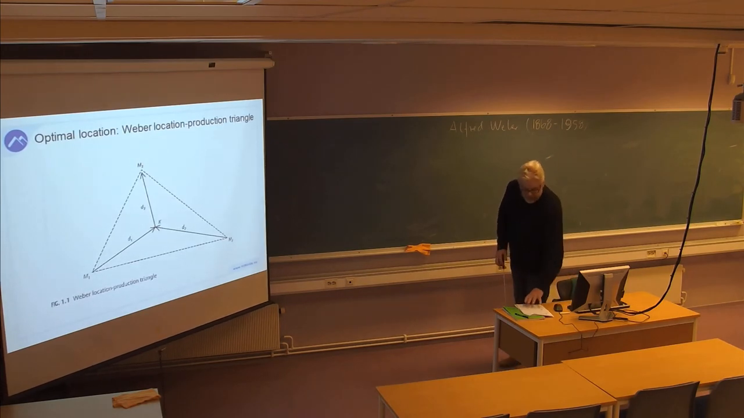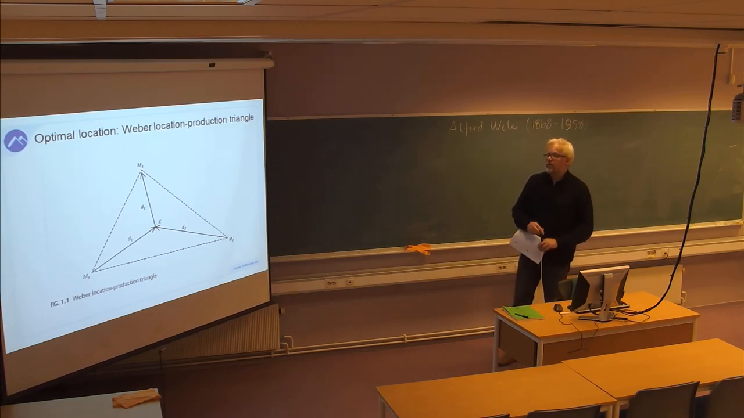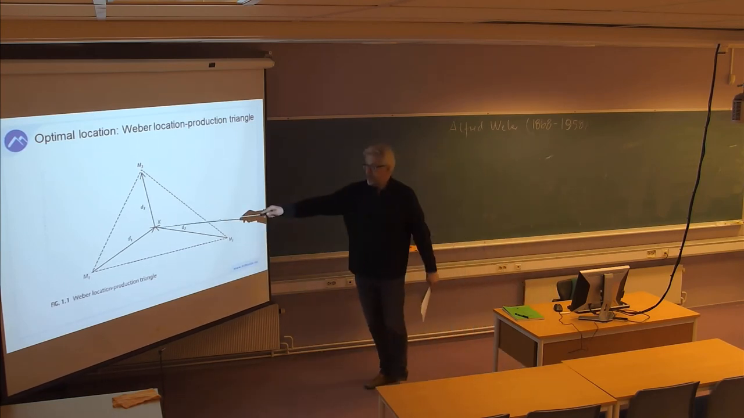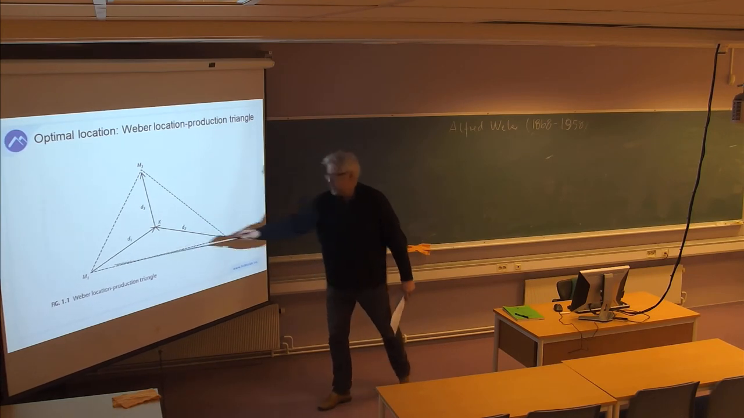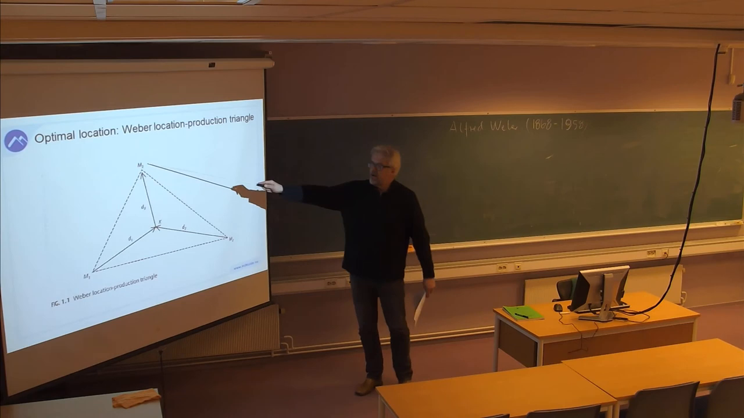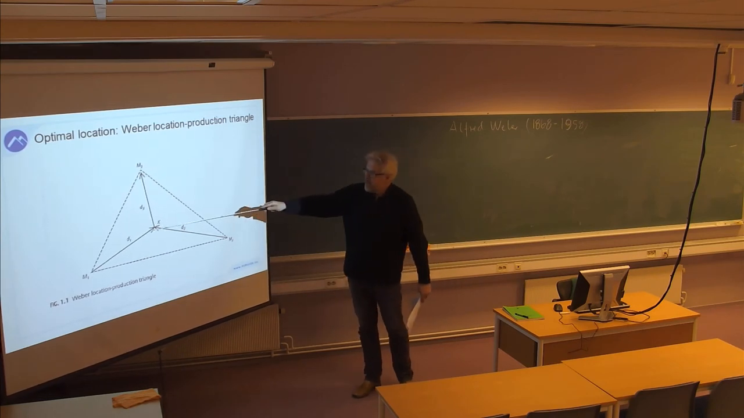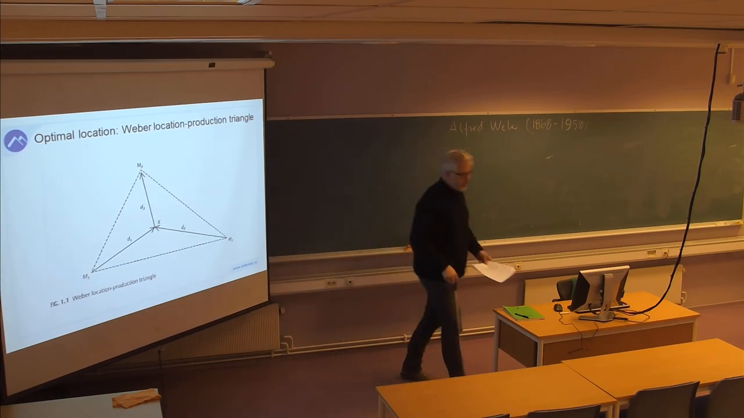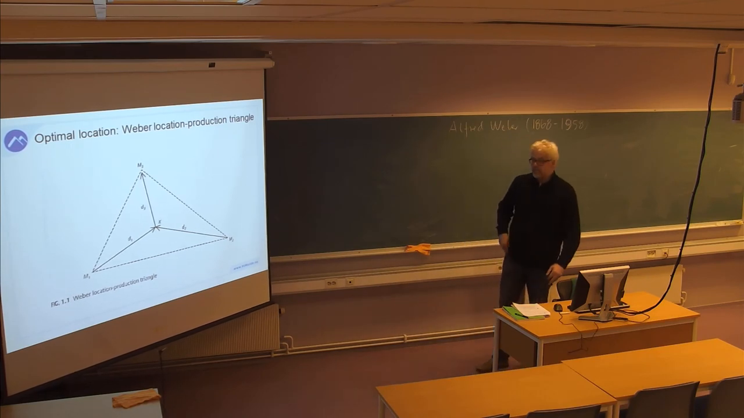So this is the simplest version of the Weberian triangle, where we'll locate in a point within this space of location of the two suppliers and the market for the final product, in the point K, where this expression on the previous slide is fulfilled, the minimization.